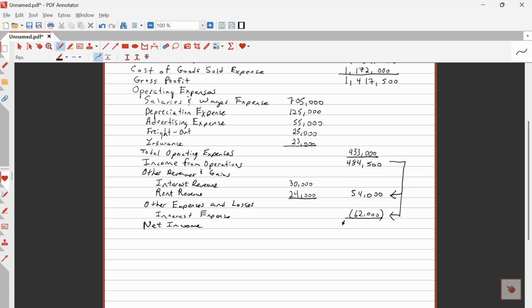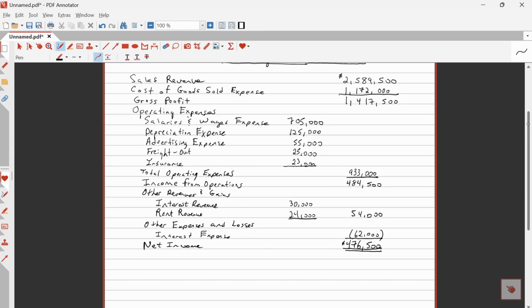So 476,500. And we double underline that. And we put the dollar sign on that number. What's the operating section of this income statement? All of this. What's the non-operating section of this income statement? All of this. And that's it. That's multi-step income statement.